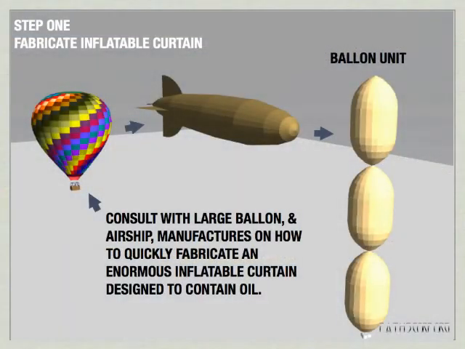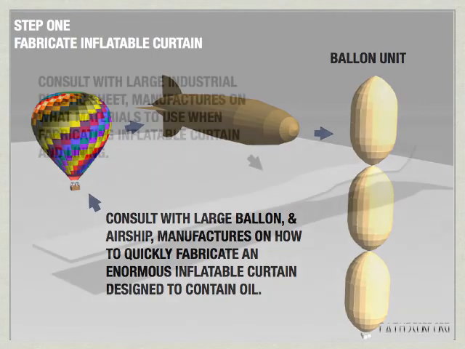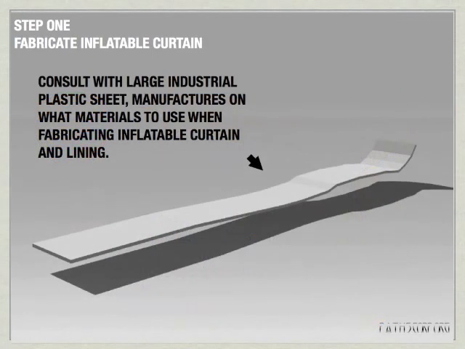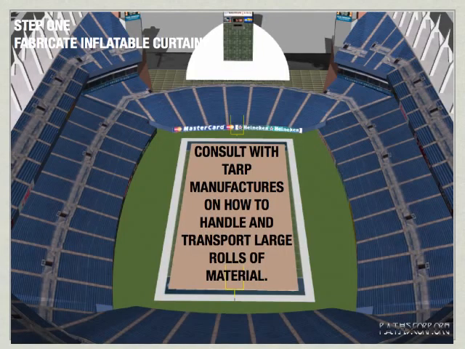Consult with large balloon and airship manufacturers on how to quickly fabricate an enormous inflatable curtain designed to contain oil. Consult with large industrial plastic sheet manufacturers on what materials to use when fabricating the inflatable curtain and lining. Consult with tarp manufacturers on how to handle and transport large rolls of material.